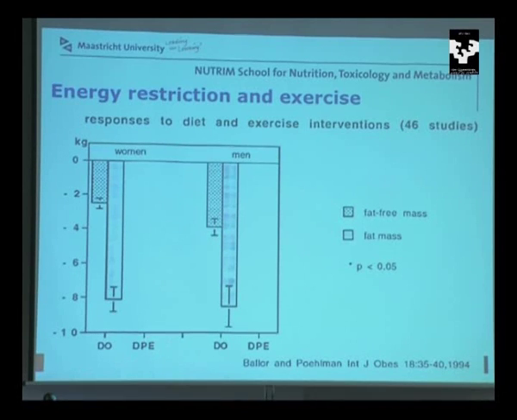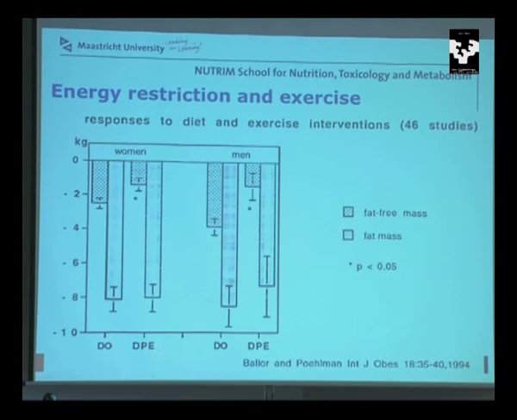If you add exercise to the diet, this is diet plus exercise, then you'll see that the total weight loss is not more than when you were just on the diet alone. So the fat loss here is the same. Here it's even a little bit less. And the loss of fat-free mass is less than when you were just on a diet. So exercise does help to preserve your fat-free mass while being on a diet. But if you make the sum of this, then you will actually lose less body mass than when you are just going on a diet.